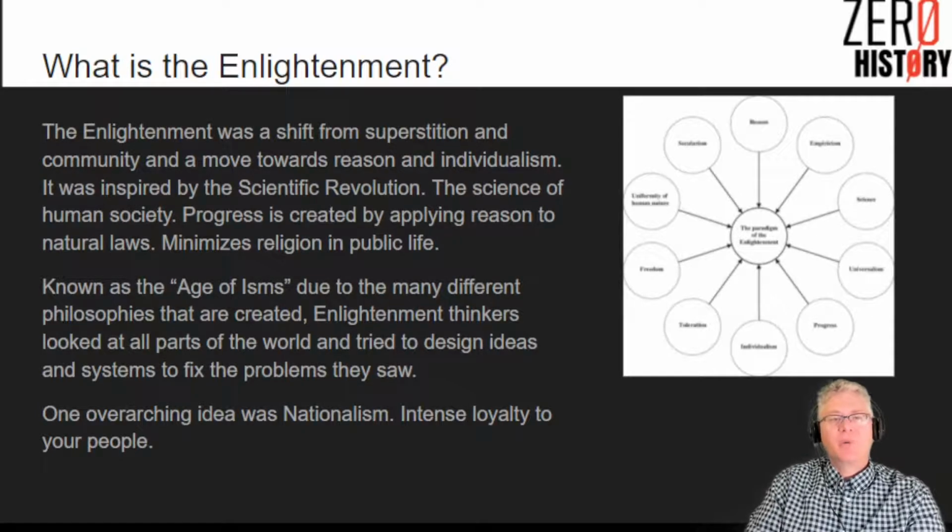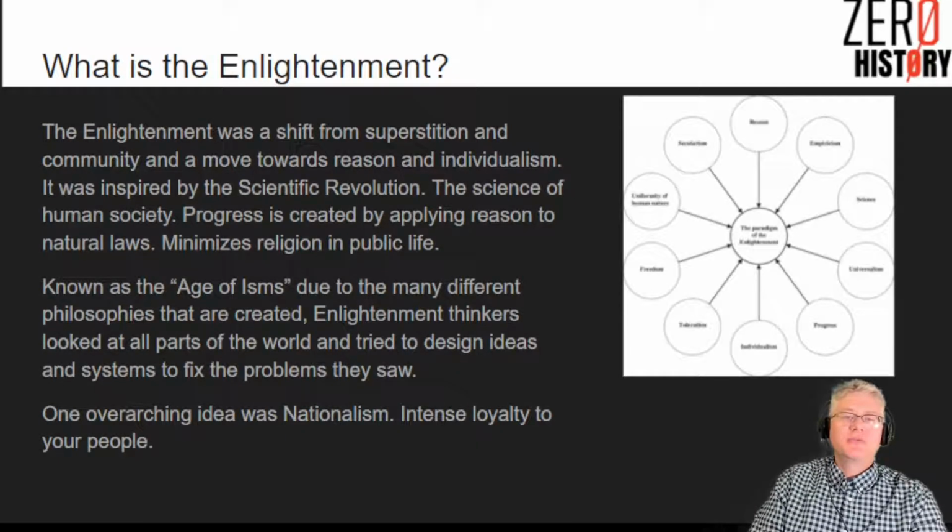All right, so what is it in a general sense? It is the shift from superstition and community and a move towards reason and individualism. So if you're hanging around in 13th or 14th century Europe, and again, the Enlightenment is a European thing, and you are pondering your day-to-day, superstition is a big factor there, right? You're going to say your prayers to make sure that you aren't hunted by witches or whatever, that kind of stuff. So that is a big part of it.